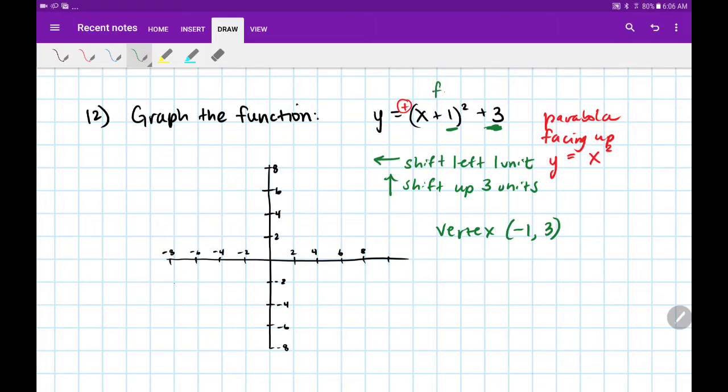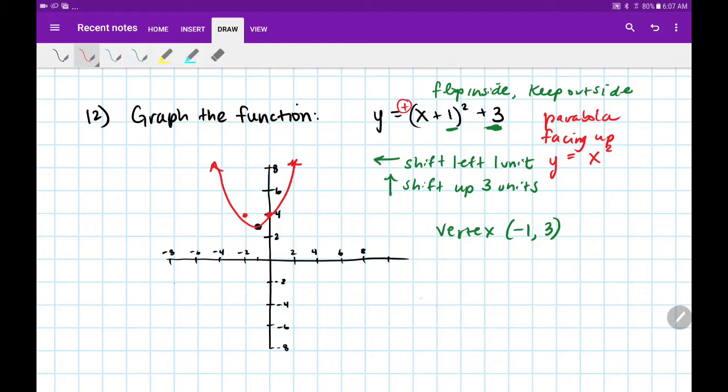So we flip the inside to get the new vertex and keep the outside number. That's the shortcut, like mental shortcut that I like to use. Flip the inside, keep the outside. So let's graph this. We're at -1, which is actually right here, 3. So pay attention to the scale of these axes. And then we're a parabola facing up. So I'm going to go up 1 unit, over 1 unit, up 1 unit, back 1 unit, and draw as best as I can this parabola.